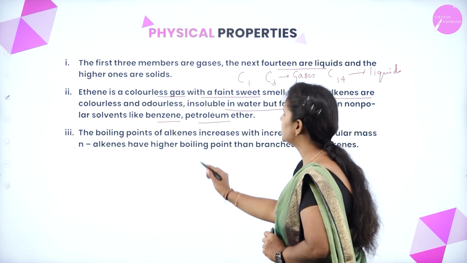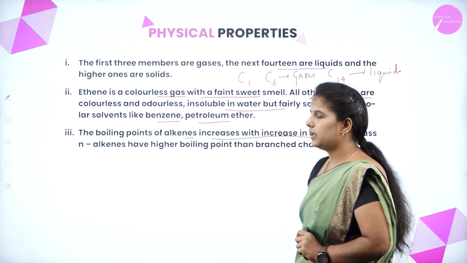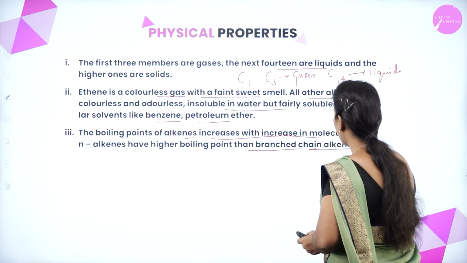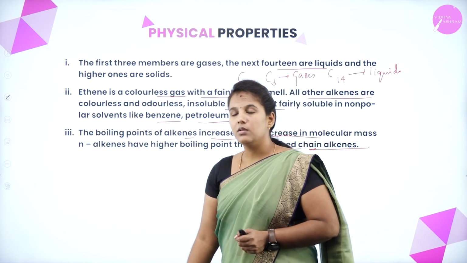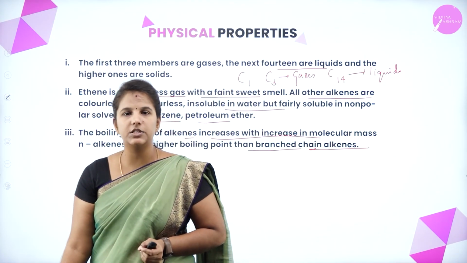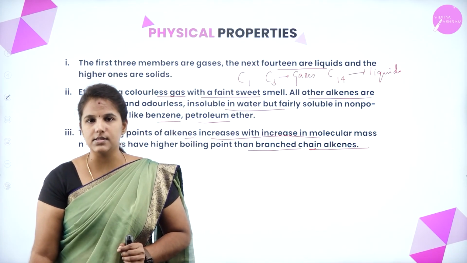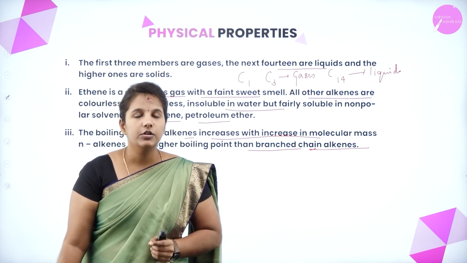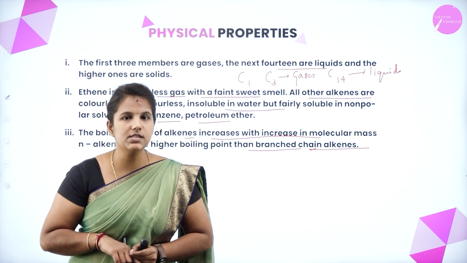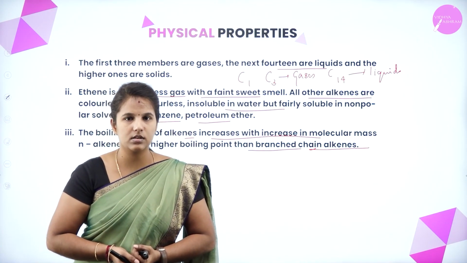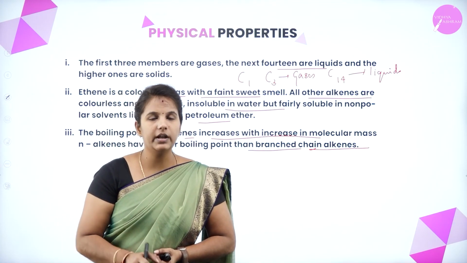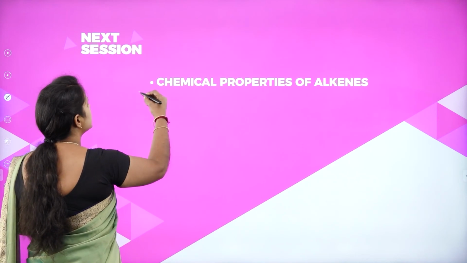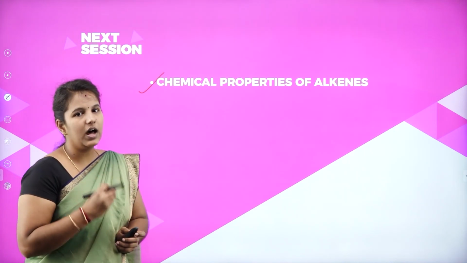And the boiling points of alkenes increase with increase in the molecular masses. N-alkenes have a higher boiling point than the branched alkene. Why is it so? Because when branching has happened in the carbon chain, their boiling point will decrease. As the number of carbon atoms increases in the length, due to the increase in the molecular masses, their boiling point will be increased. So these are the 3 important physical properties of the alkene. In the next class, we are going to understand the chemical properties of the alkene.